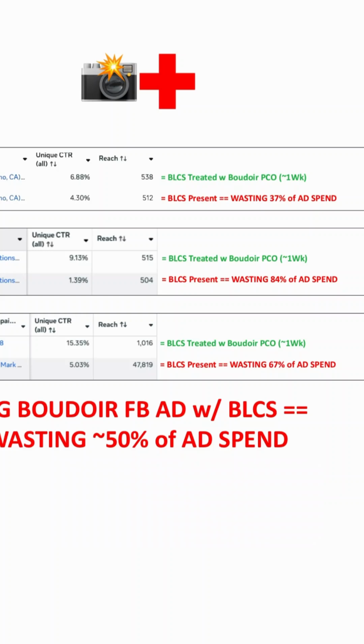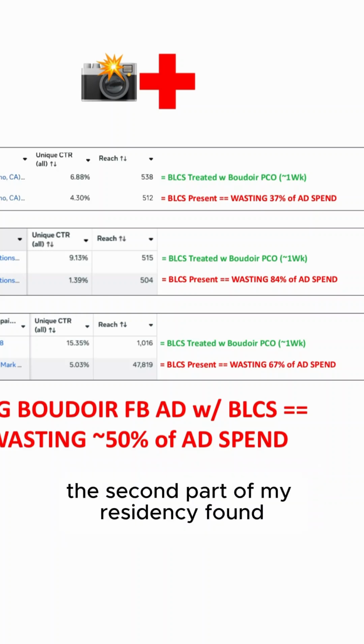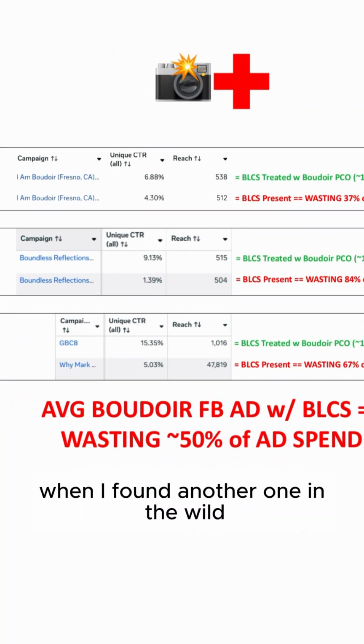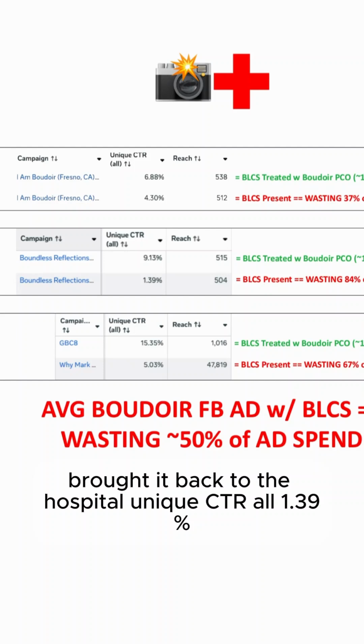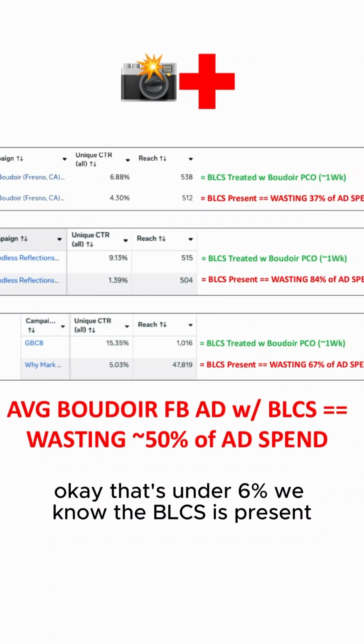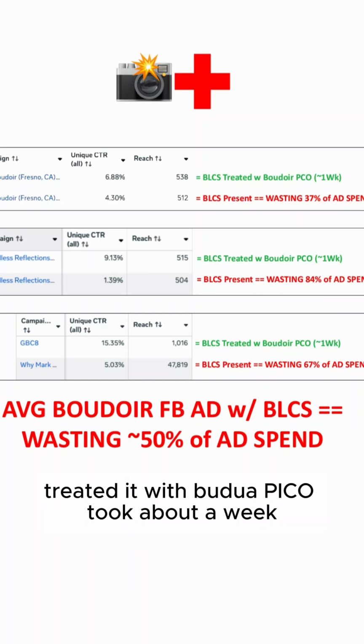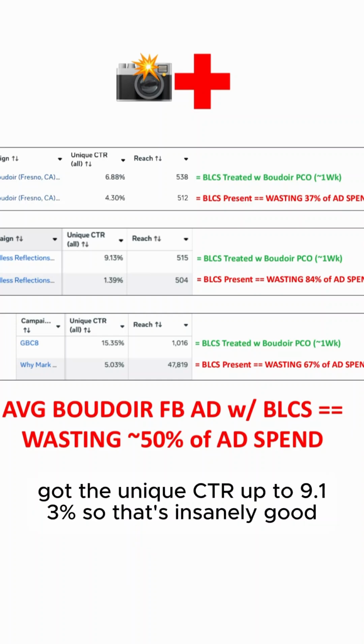Now, the second part of my residency, I found another Boudoir Facebook ad in the wild, brought it back to the hospital. Unique CTR all 1.39%. Okay, that's under 6%. We know that BLCS is present. Duplicated it, treated it with Boudoir Pico, took about a week, got the unique CTR all up to 9.13%.